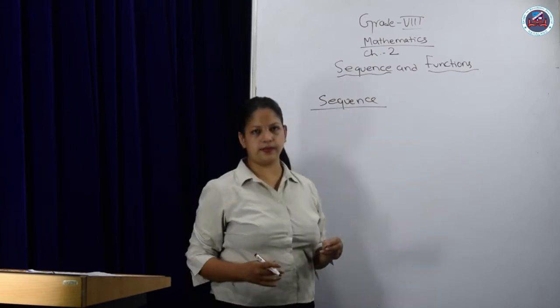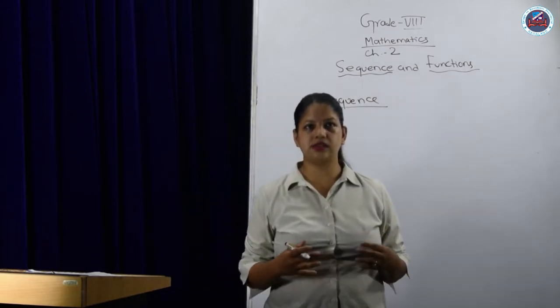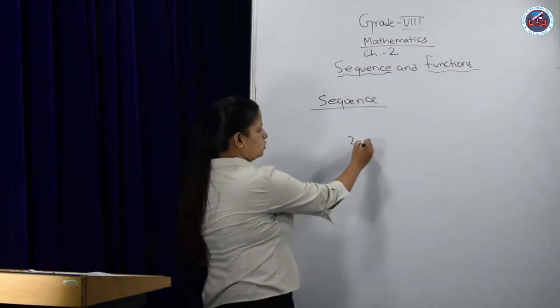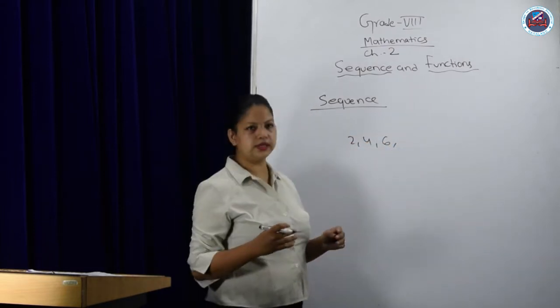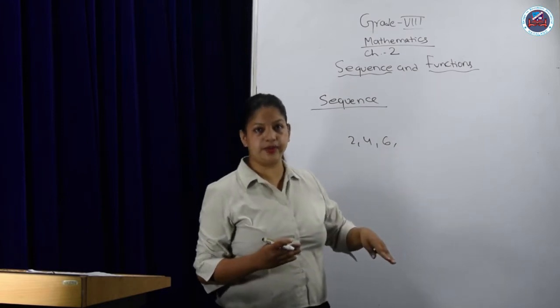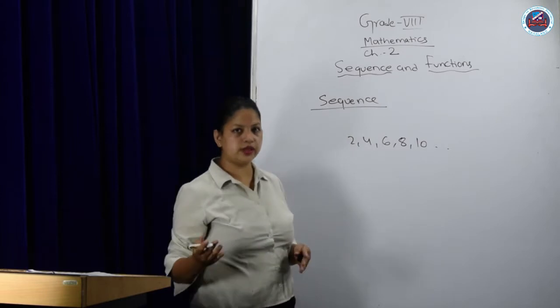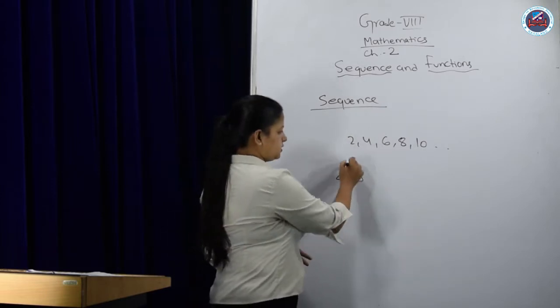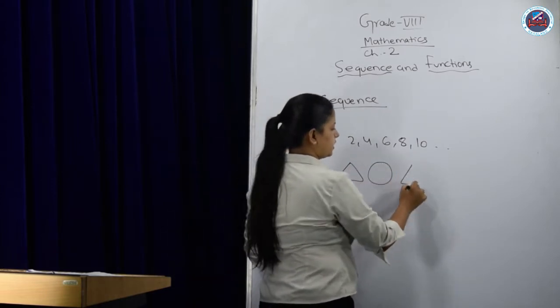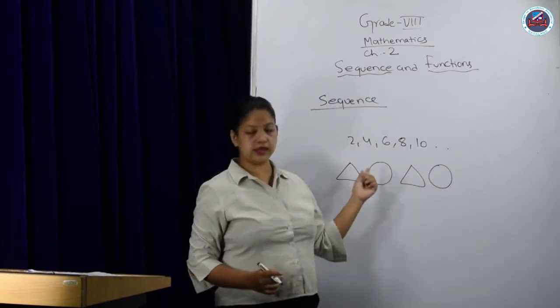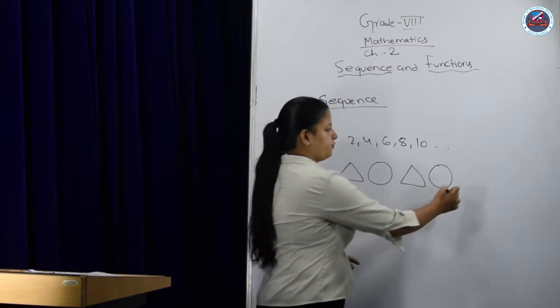What do we understand by it? You know, sometimes a certain pattern follows up in mathematics. For example, if I write 2, 4, 6, you'll automatically understand that next will have to be 8. Next, 10 goes on. Or for example, if I draw like this, a triangle, circle, triangle, circle, automatically next pattern, by this you can understand it has to be triangle.